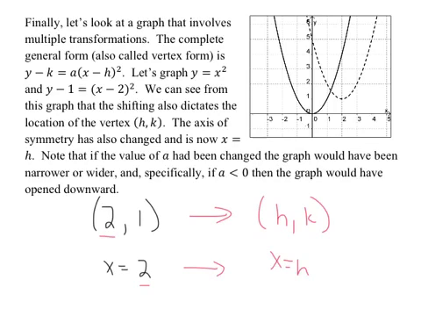We should also note here that if the a value had been changed, the graph would have been narrower or wider. And specifically, if a were less than 0, if it were negative, then the graph would have opened downward, right? And it would have been like this. It would have been considered concave down.